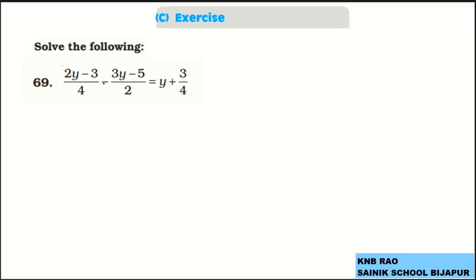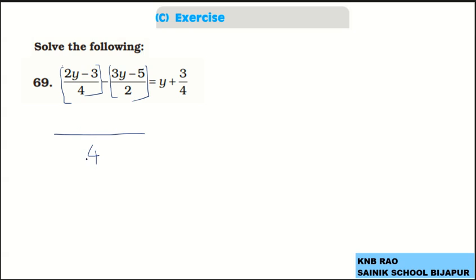See children, here the same minus is kept parallel to this. Always keep it within brackets. Now we will have the minuend 2y minus 3 by 4, and the subtrahend is 3y minus 5 by 2. On the left hand side the LCM is 4.